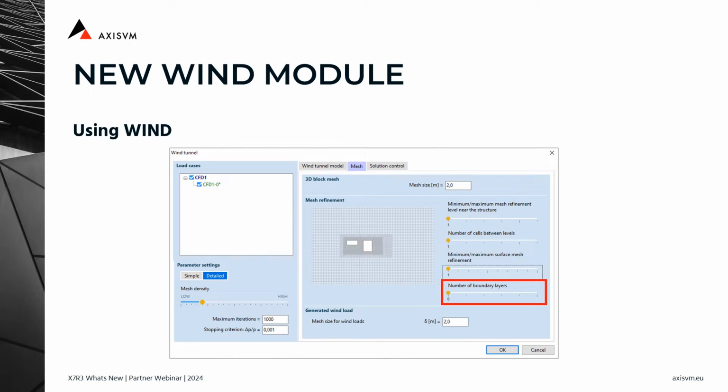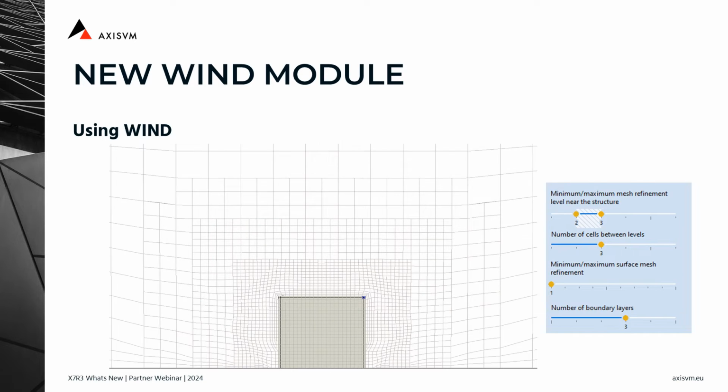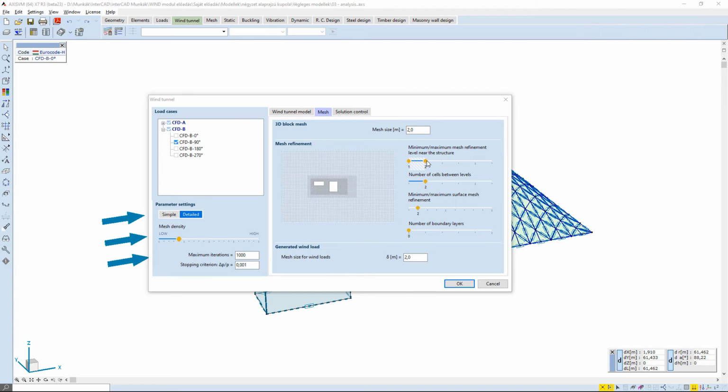Near the surfaces of the structure, the gradient of the velocity field is very high. With boundary layers, the mesh can be further refined by inserting additional layers around the surfaces to better account for this phenomenon. The effect of this setting can be seen in the figure. By default, this feature is disabled. It is not recommended to use it for curved surfaces. In this case, I am applying the following meshing settings.